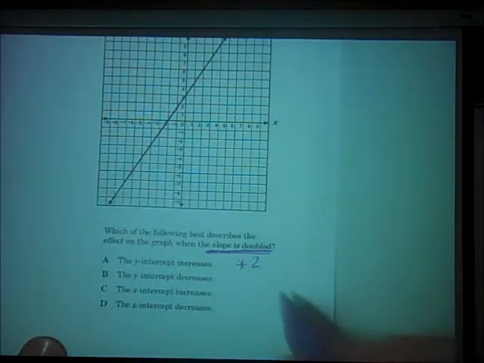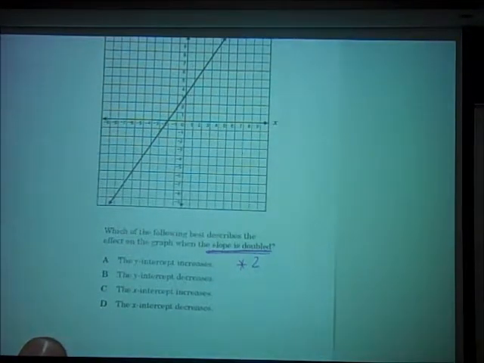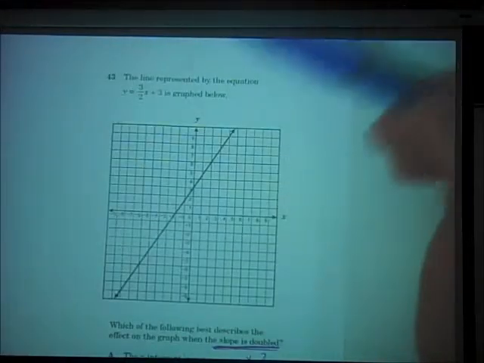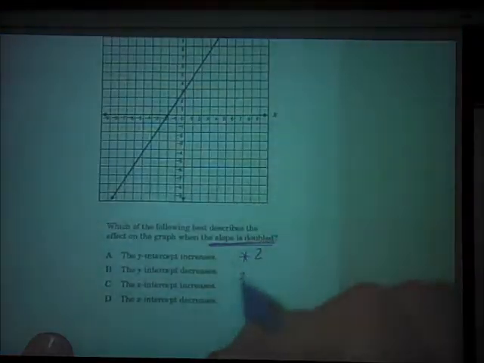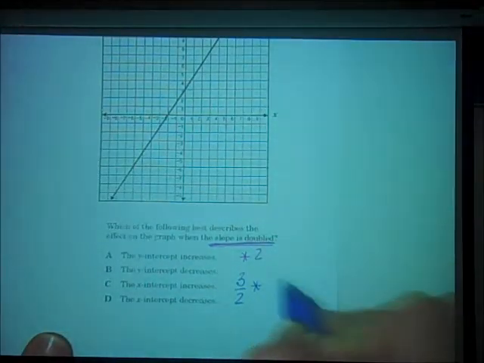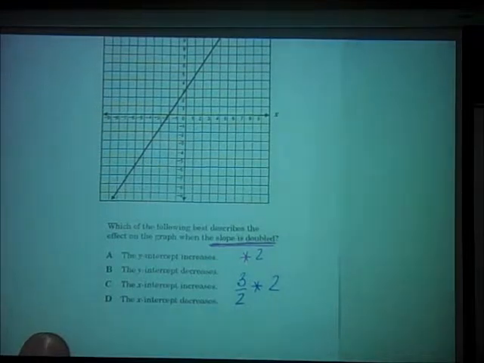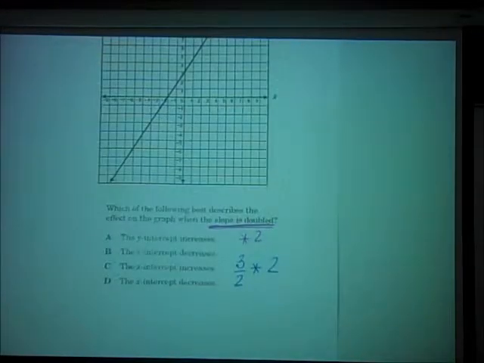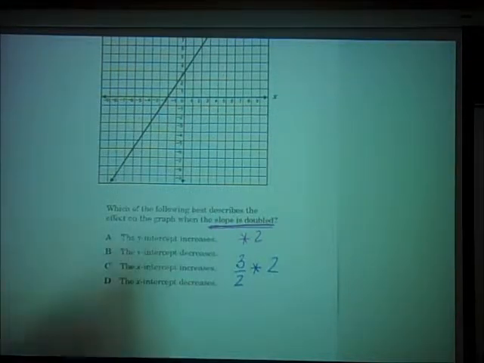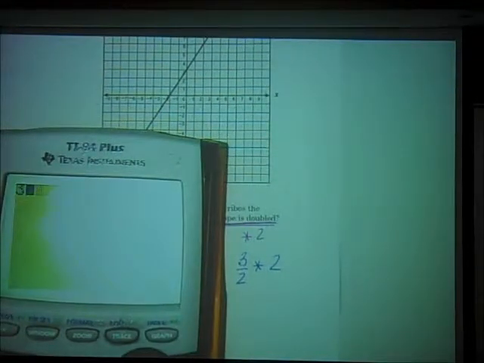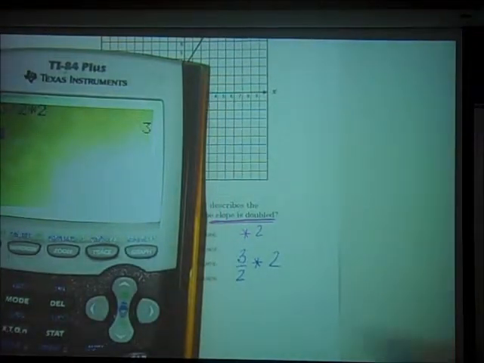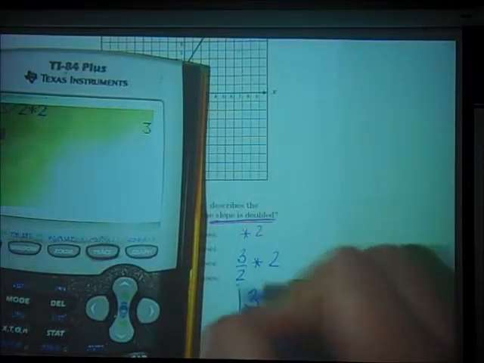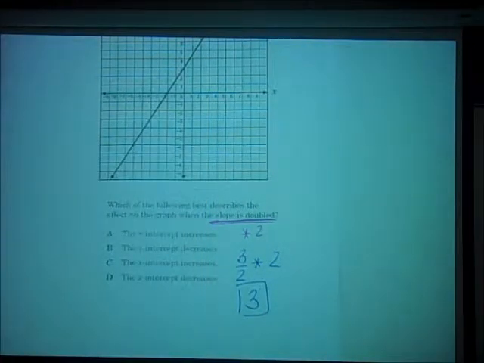So if I have my slope, what was my original slope of my line? Of my original line? Think back up at this equation. What's the slope? Yeah, it's the one with x, so it's 3/2. And I'm supposed to double it, which means I'm going to multiply it by 2. If you don't know what 3/2 times 2 is, put it in your calculator. Please put it in your calculators. I love you, but I don't want you to screw the easy math up. So I'm going to do 3/2 times 2. And it tells me that it's positive 3. So my new slope is 3.